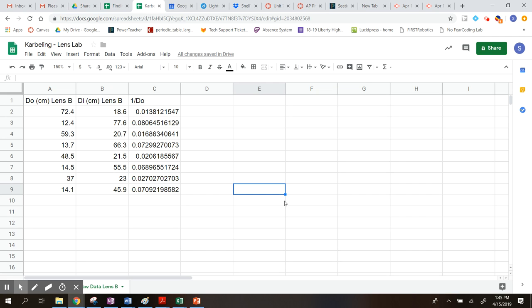So you're going to do the same thing for 1 over DI. Okay? And then we'll graph. I'm going to let you work on that for a minute, and then I will come back to show you how to graph.